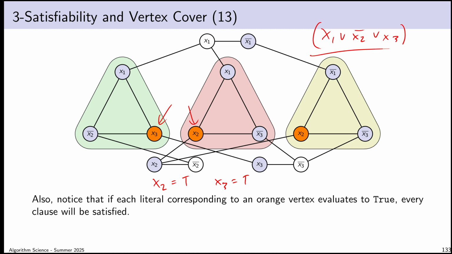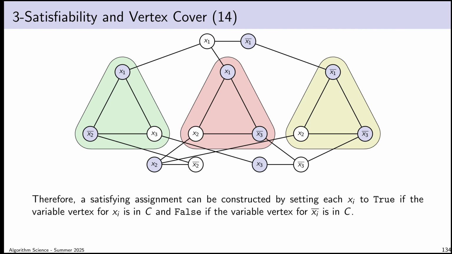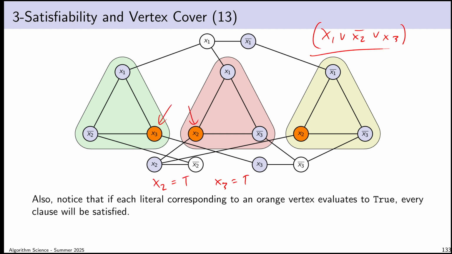So if I set x3 to be true, the whole clause ends up being true. Therefore, I can construct a satisfying assignment by just setting each variable to true if the variable vertex for that xi is in C, and false if the variable vertex for the corresponding inverse variable is in C. And that actually is equivalent to what I was constructing on the previous slide.